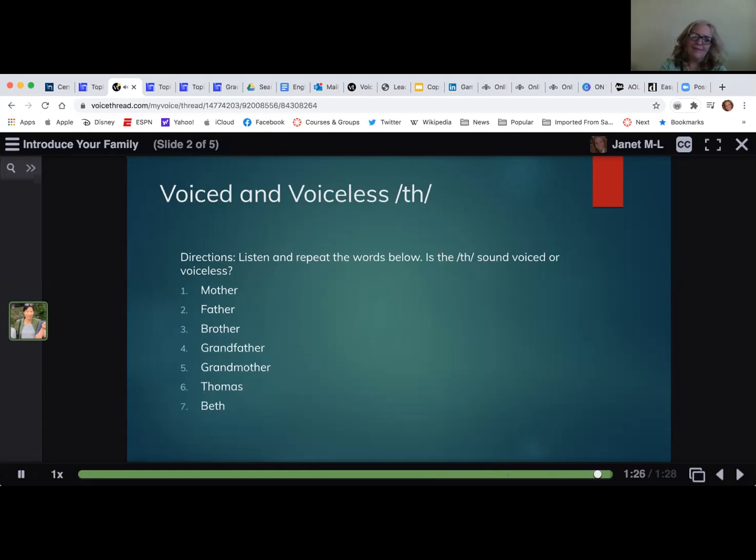Beth. That Thomas one is a sneaky one. That was a tricky one. That was a trick. Now, are they doing something on their paper with you? Like, are they marking things on a piece of paper, or are they just practicing it orally? Oh, that's a good idea. I didn't think about that. Yeah, this was a culminating activity, so they've done that before, but that would be a great idea. And I should video myself, but I'm just not there yet.